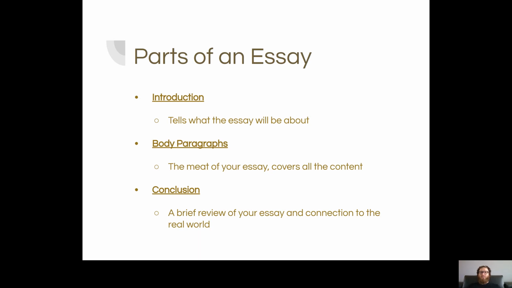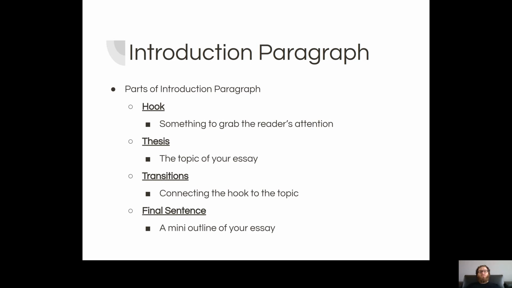The introduction kind of tells what the essay will be about. The body paragraphs are the meat of the essay. They cover all your actual content. And then the conclusion's a review of your essay and a connection to the real world. I had a writing professor one time tell me that essays go introduction, body to conclusion, kind of like you're telling people what you're going to tell them, then you're telling them what you're telling them, and then you tell them what you just told them, which is a good way to remember it, I think. But focusing on introduction paragraphs, an introduction paragraph has 4 different sentences that we're looking for.